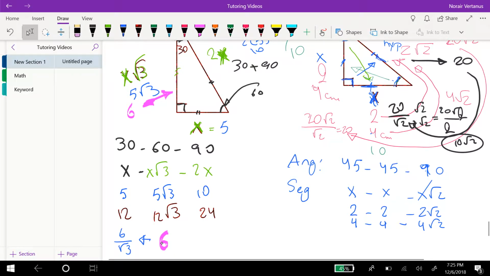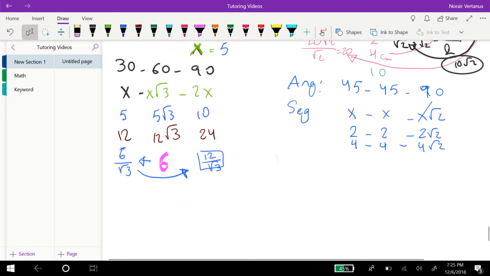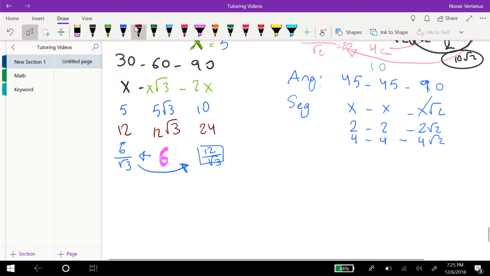Okay. So if this is 6, the shortest one is going to be 6 over rad 3. Then the biggest segment is going to be twice as much as that. So 2 times 6, which is 12 over rad 3. But of course, these are irrational, we need to rationalize them. How we would rationalize this: multiply by rad 3, which is in the denominator. So that's going to be 6 rad 3 over rad 9.